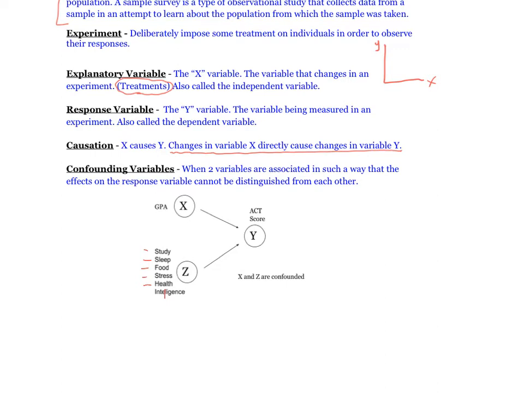When I can't tell whether it was your GPA or one of these other things, it means I'm confused over which variable is the cause, and that's when I have confounding variables. So that's one thing we want to look out for, and we can control for that in the way we set up our experiment, and we will get to that in our next lesson.